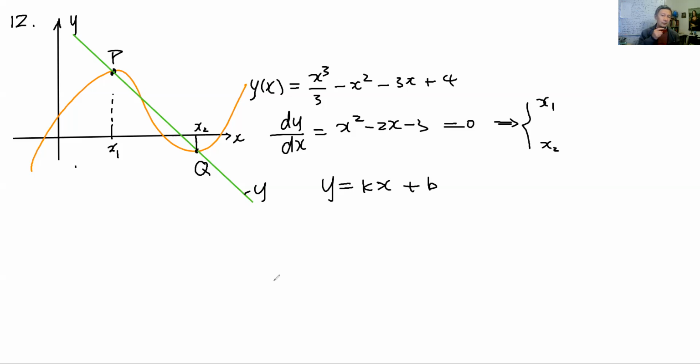Now, how do we determine these 2 parameters, k and b? K is the gradient. So basically we can work out x1, y1 here, and this coordinate will be P. Q will be x2, y2. And b is the intercept.